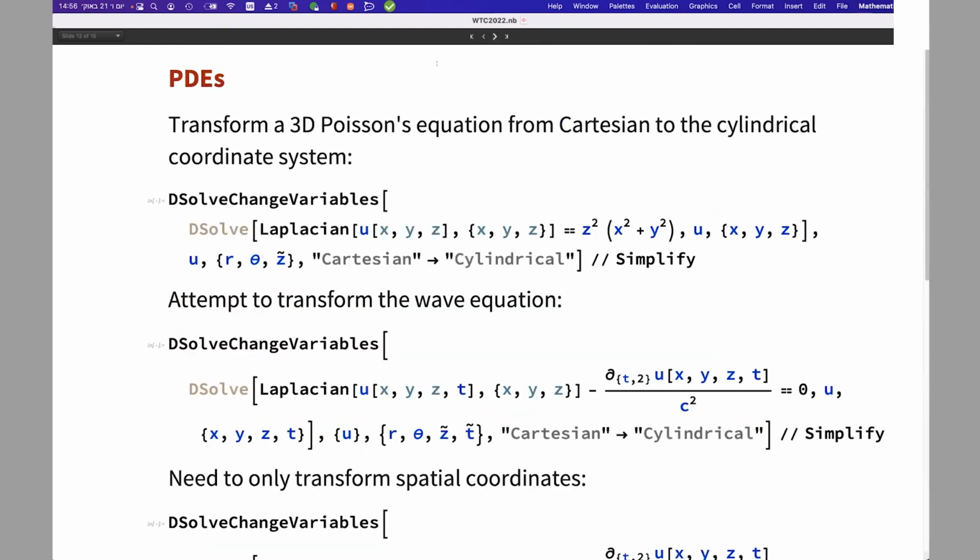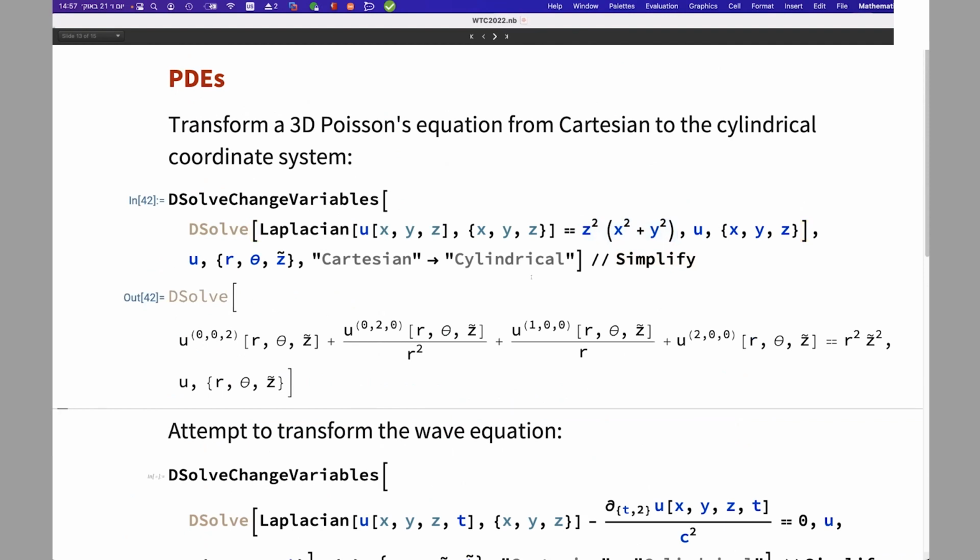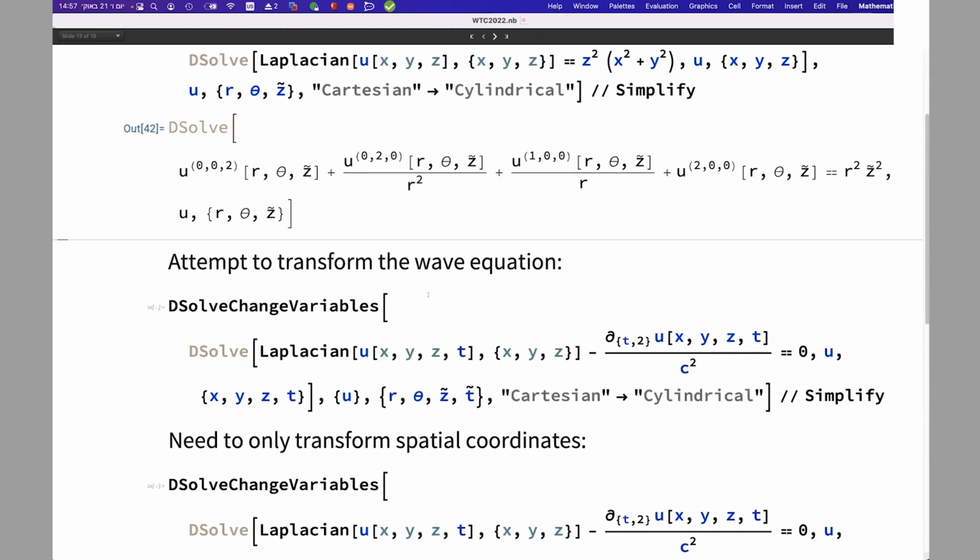PDEs, I think, is where this really both shines and gets into trouble. So let's take a Poisson equation. So we have the Laplacian is equal to some function of the variables, and we'll go from Cartesian to cylindrical coordinates. And you'll notice again, I have a z tilde here so as to not be using the same variable name in both old and new coordinates.